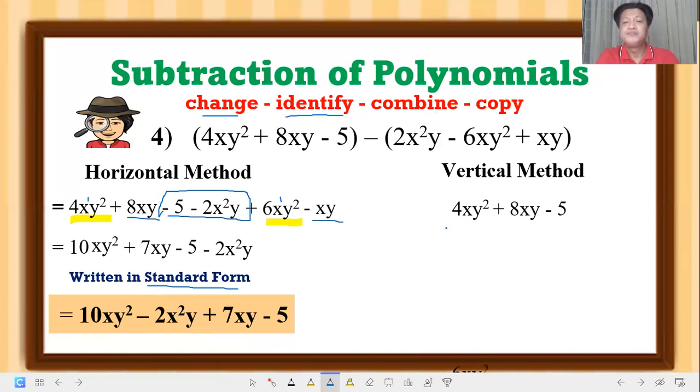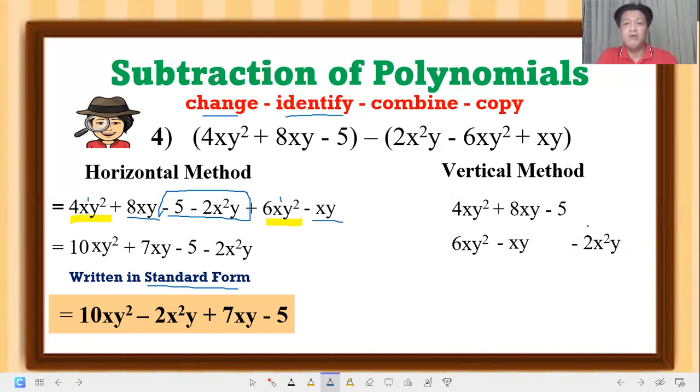Ibig sabihin yan, we have 6xy squared. Okay, remember, if this is negative 6xy squared, nag-change na ako ng sign kasi nasa subtraction po tayo. Okay, itinapat ko na siya kasi like terms. And also, minus or negative xy. Okay, ito, like terms niya, nagpalit na ako ng sign kasi change the sign of the subtrahend. And, okay, so nag-change na rin ako ng sign ni 2x squared y, naging negative 2x squared y. Okay, bakit po siya dito sinulat? Kasi wala po siyang like terms.